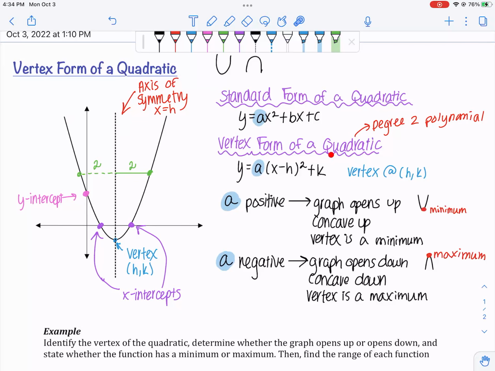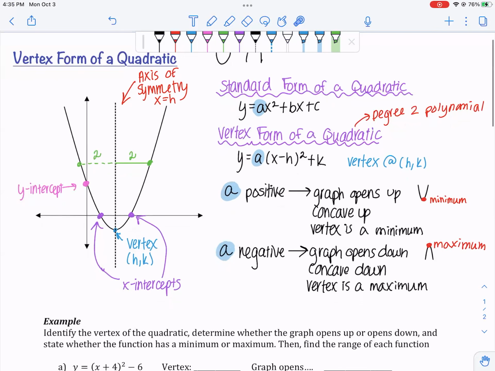From this vertex form, we're able to easily see what the vertex is. The vertex is at (h, k). And this a value tells us whether we're opening up or down, so it tells us whether we have a minimum or a maximum. All right, let's do a few examples where we look at equations of quadratics in vertex form, pick out the vertex, and determine whether the graph opens up or down and whether it has a minimum or a maximum.